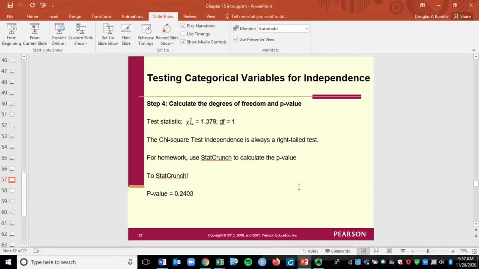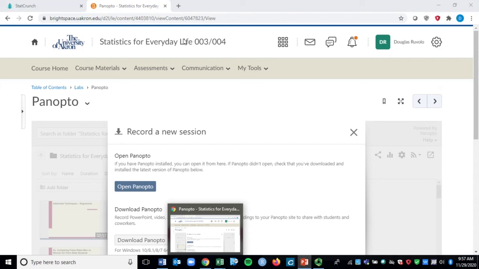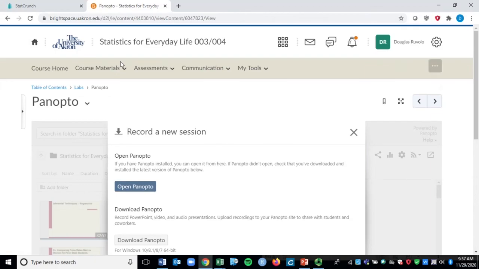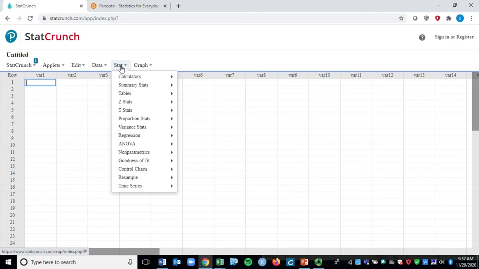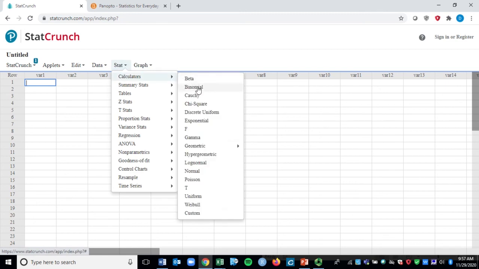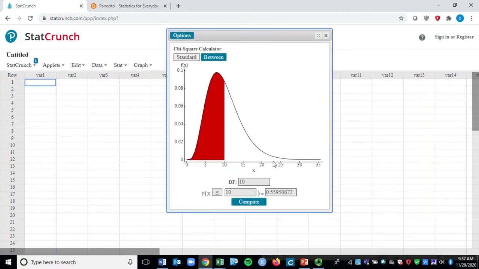Let's go ahead and do that because we have to look this up. I already gave you what the p-value is here, but I'll show you how to do that. So going over to StatCrunch. What we got to do is go to Stat, Calculators, and down here is the chi-squared. It defaults to 10 degrees of freedom, all right? And this kind of drives me nuts.